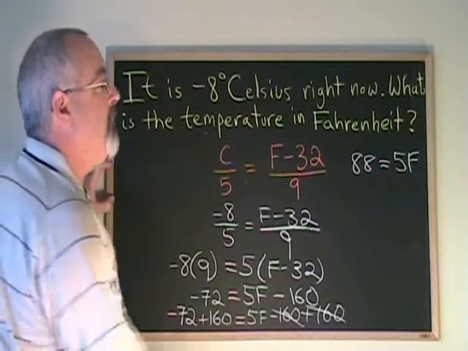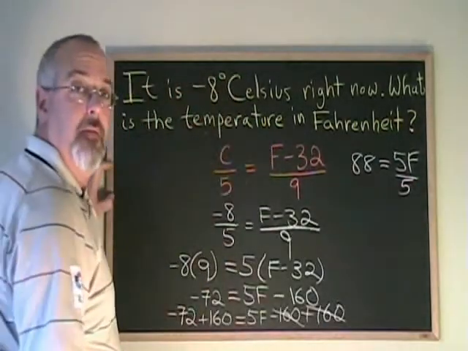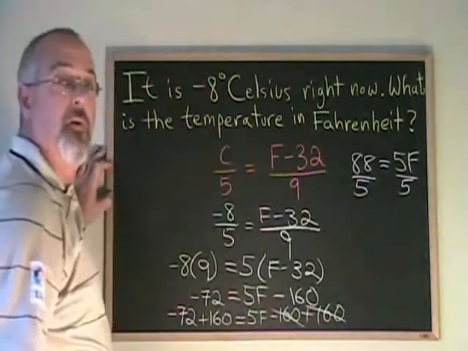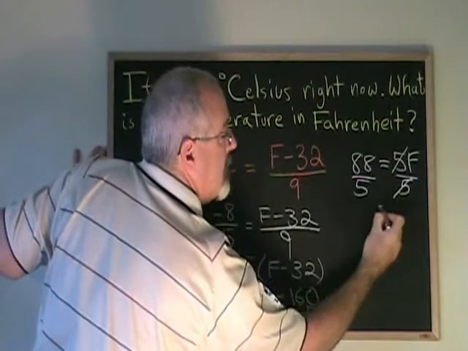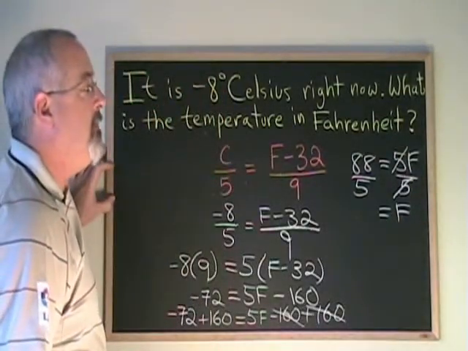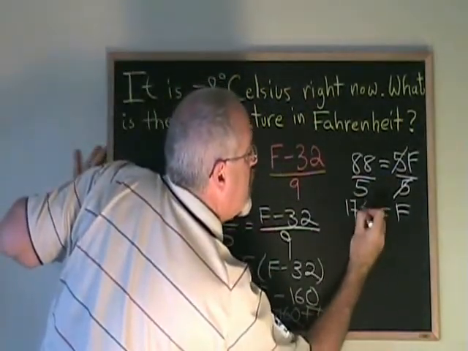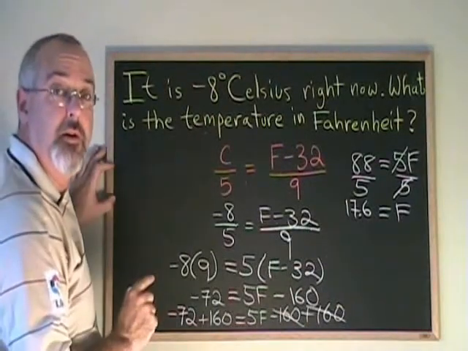Now, all I have to do is divide both sides by 5. My F is being multiplied by a 5, so I divide that side by a 5. What I do on one side, I have to do on the other. I'm dividing both sides by 5. These cancel. My F is isolated and is equal to 88 divided by 5, which is equal to 17.6. And I have to apply the unit of measure to my answer.